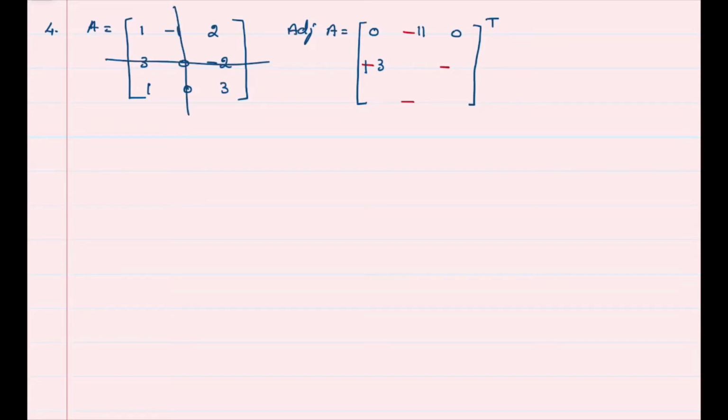Cofactor of 0: 3 minus 2, 1. Cofactor of minus 2: 0 plus 1, which is 1. But this position gets a negative sign, which is minus 1. Cofactor of 1: 2 minus 0, 2. Cofactor of 0: minus 2 minus 6, minus 8. We have to change the sign, plus 8. Cofactor of 3: 0 minus of minus 3, plus 3. We will write the transpose of this matrix.